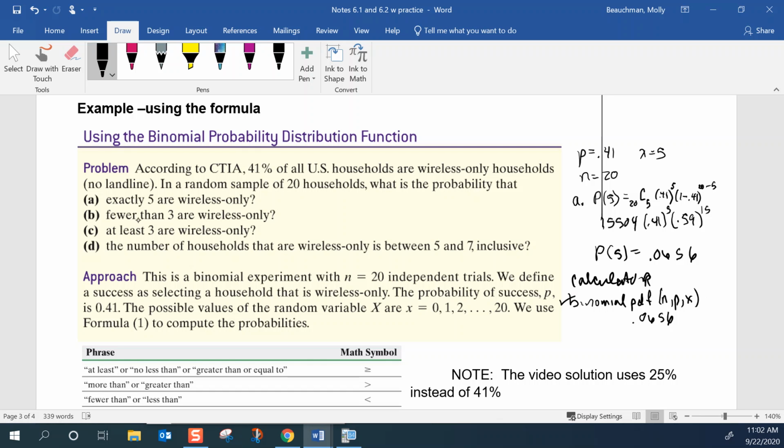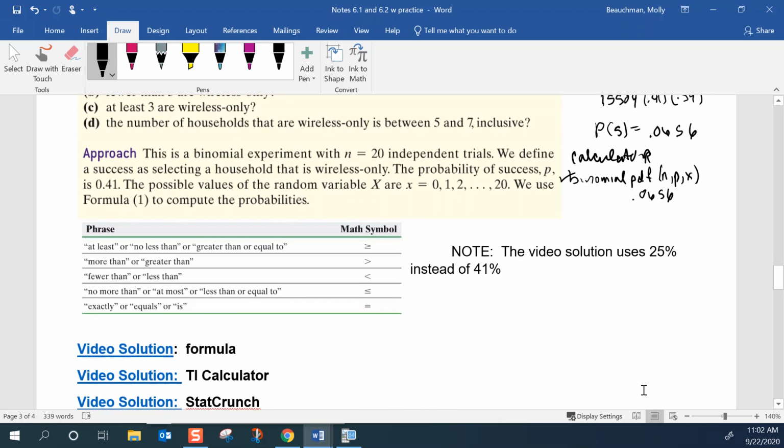Part B, we have fewer than 3 are wireless only. So fewer than 3, less than 3, would mean the probability of 0 plus the probability of 1. So if we want fewer than 3, I'm going to show you a plus probability of 2.